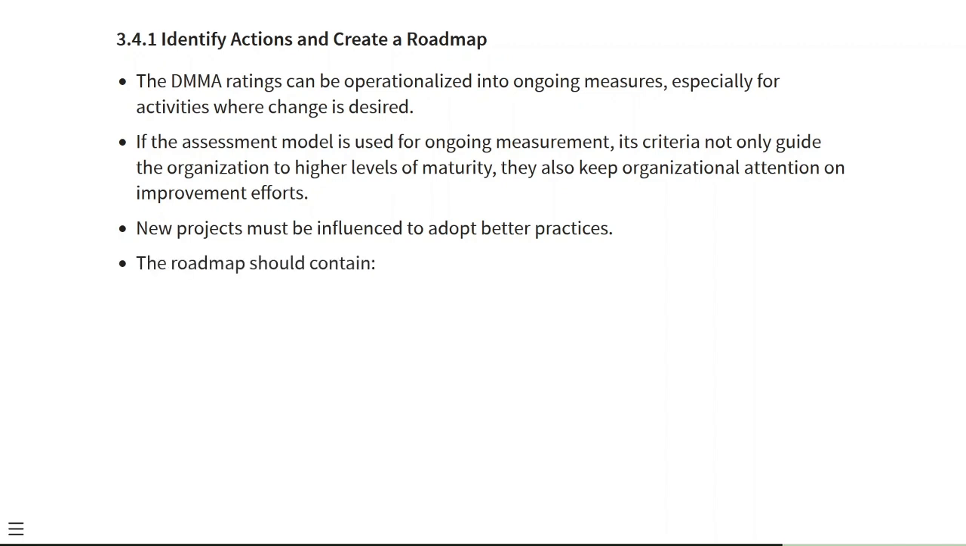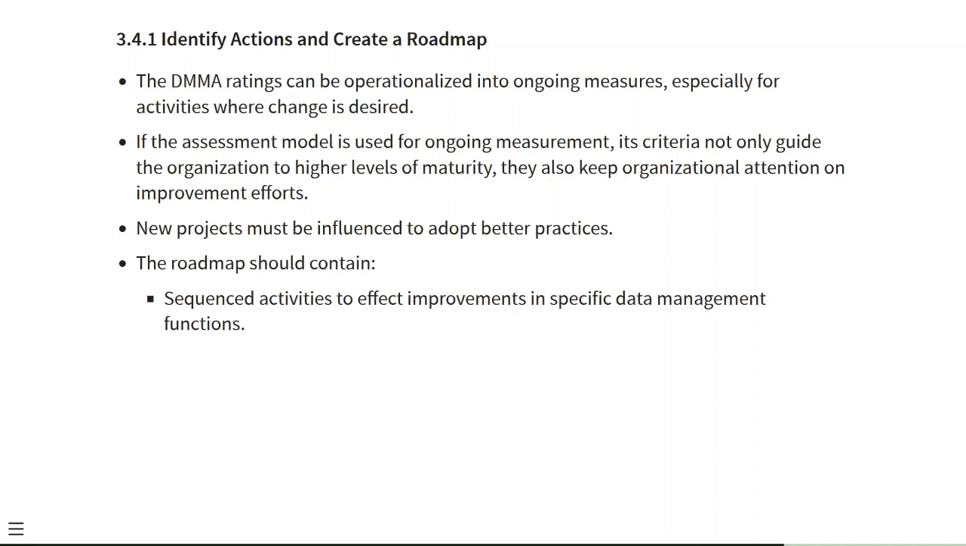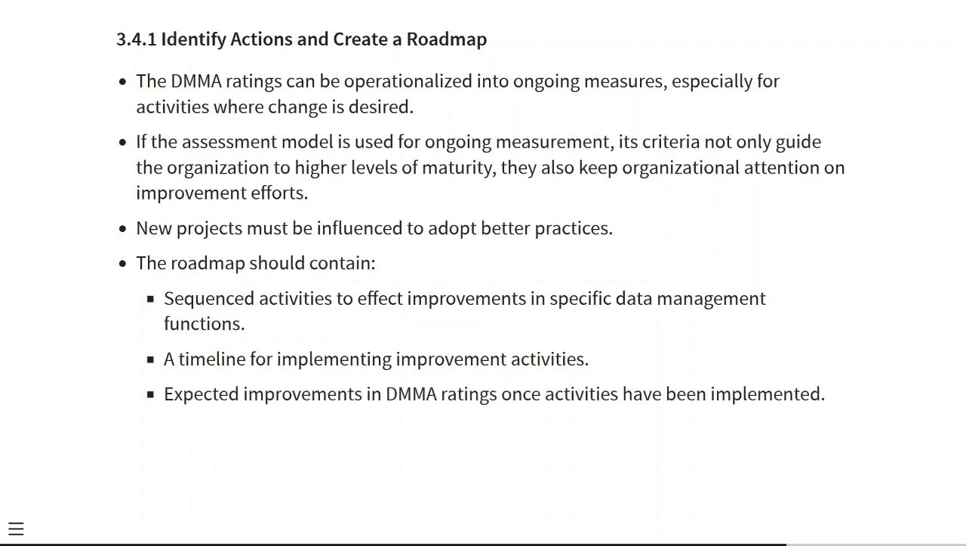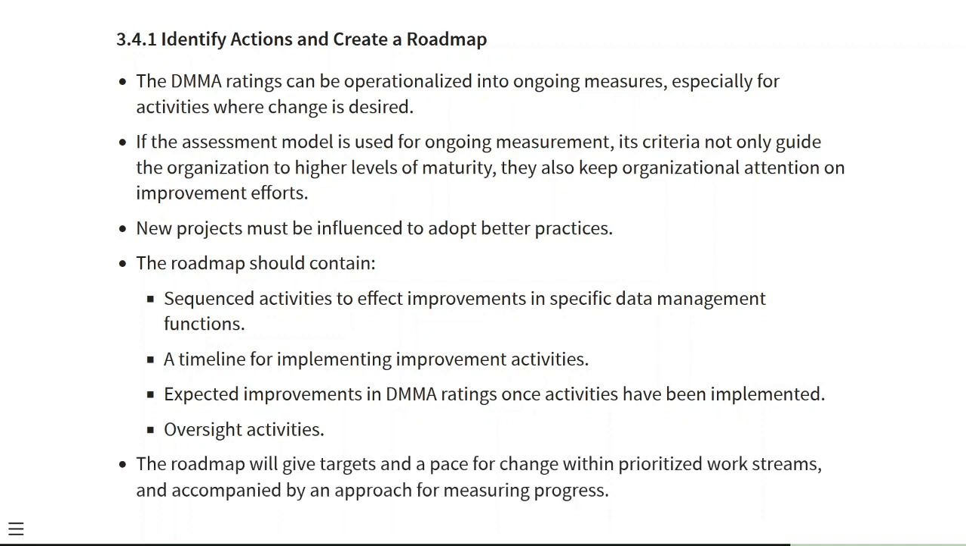The roadmap should contain sequenced activities to effect improvements in specific data management functions, a timeline for implementing improvement activities, expected improvements in DMMA ratings once activities have been implemented, and oversight activities. The roadmap will give targets and pace for change within prioritized work streams, accompanied by an approach for measuring progress.